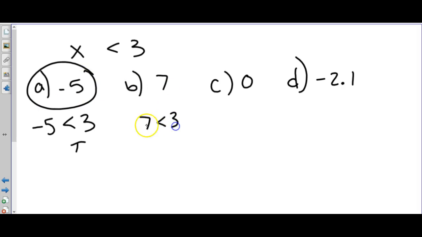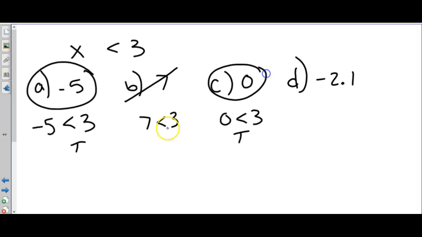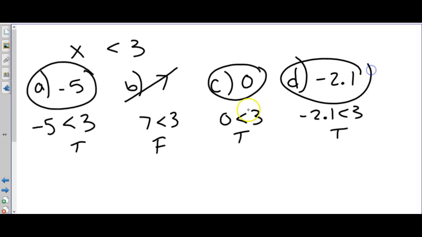Let's try the next one. 7 less than 3. Is 7 less than 3? That is not true. That is not a solution. Plug in 0 for x. Is 0 less than 3? That is true. That is a solution. On that one I probably should have said false instead of just it does not work. Then we try -2.1. Is -2.1 less than 3? That is true. So that is a solution.